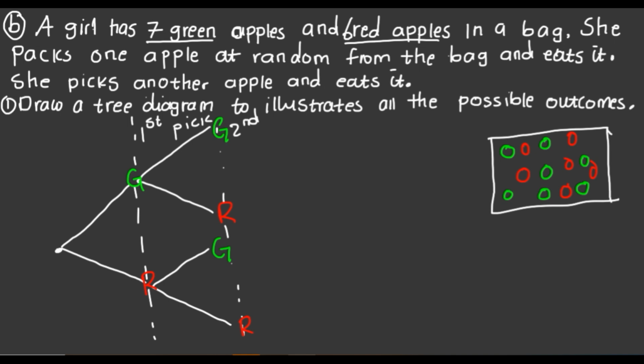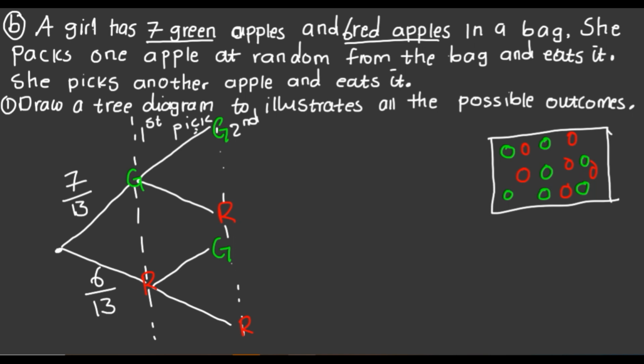Now let's look at the original probability for green. Since we have 7, the probability for green is 7 over the total. You add 7 plus 6, which is 13. Then we have 6 red, so the probability for red is 6 over 13.